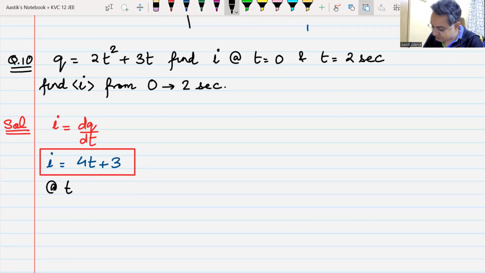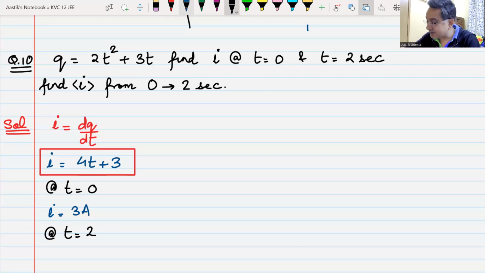At time t equal to 0 seconds, you can get the value of current as 3 amperes, and now you can put the value of t as 2 seconds and you will get the value of current as 11 amperes. Everyone got this? Yes, sir. Well done, sir.